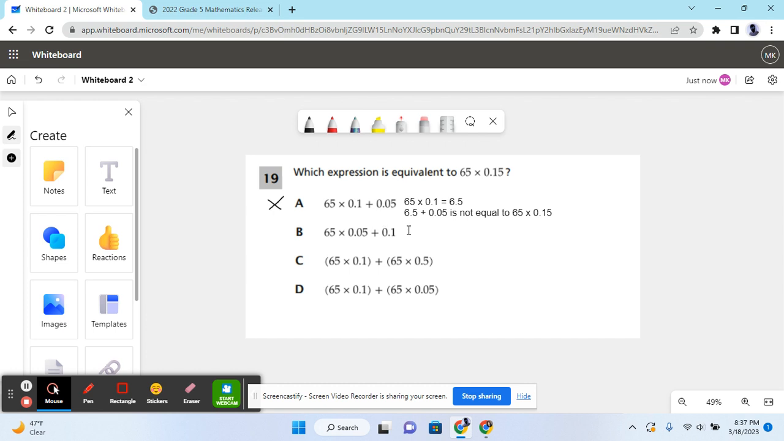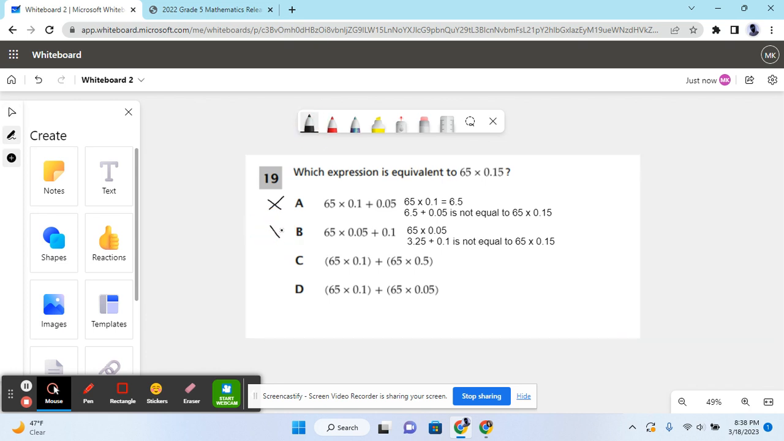For B, the answer choice is not correct because, like A, you would have to multiply 65 times 0.05 since you have to use order of operations, and that would give you 3.25. And then you would have to add 0.1, and 3.25 plus 0.1 is not equal to 65 times 0.15.